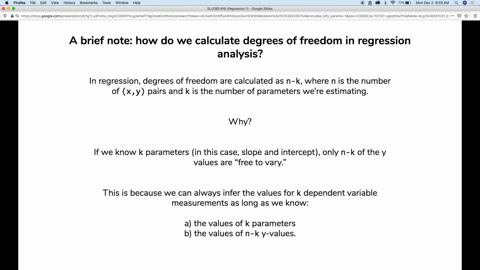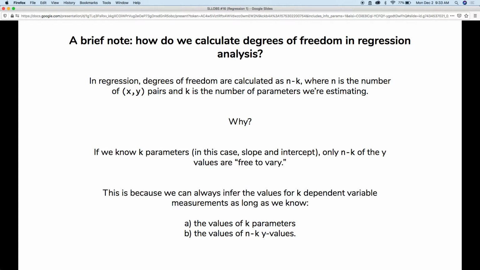This is because we can always infer the values, is that right? For k dependent variable measurements, yes. As long as we know the values of our k parameters, our 2 parameters, slope and intercept, and the values that are taken on by the remaining, in this case, 30 data points, observations.